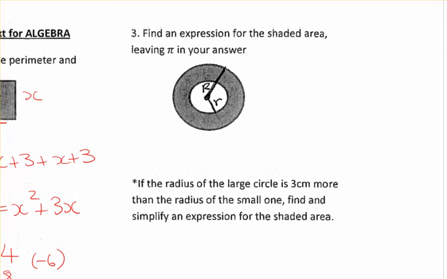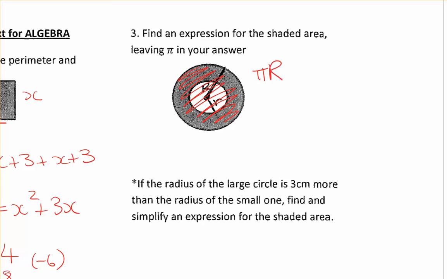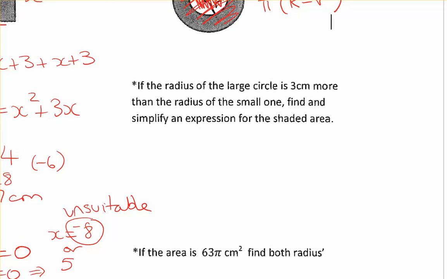Right, question 3. Expression for the shaded area. Well, we know that the area of a circle is pi times r squared, so the area for the whole big circle would be pi capital R squared. And then if we subtract off the area of the smaller one, something like that. And we could take out a common factor of pi, just to show off a little bit more algebra. Now if the radius of the largest circle is 3 centimetres more than the radius of the small one, find and simplify an expression for the shaded area.